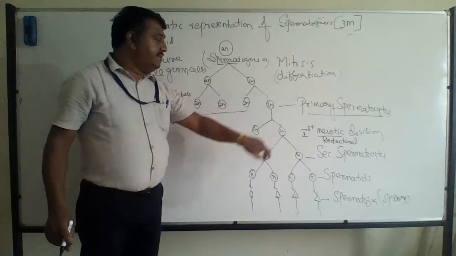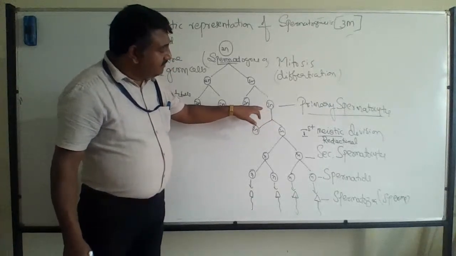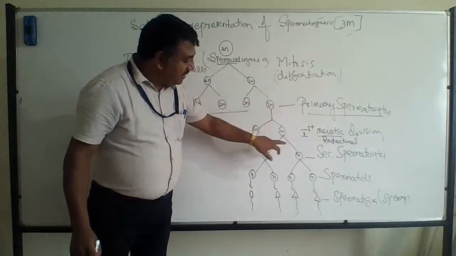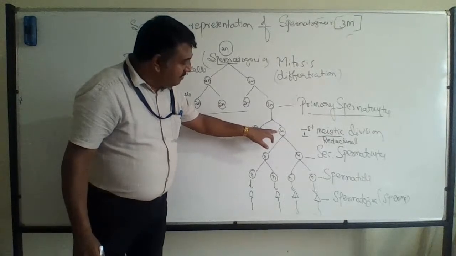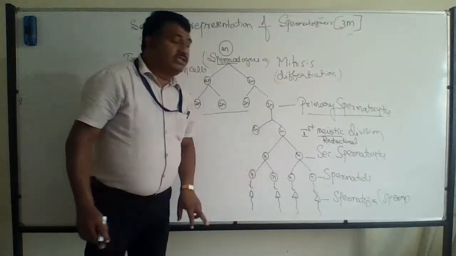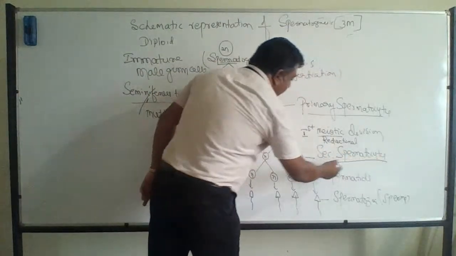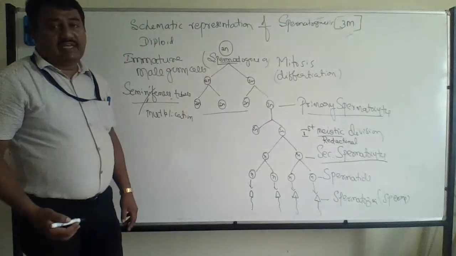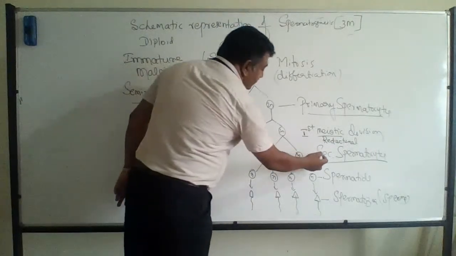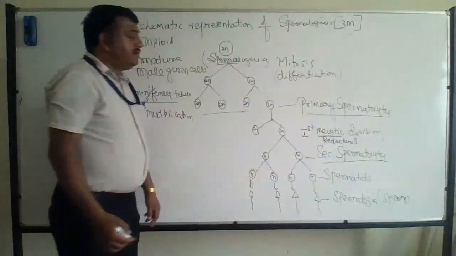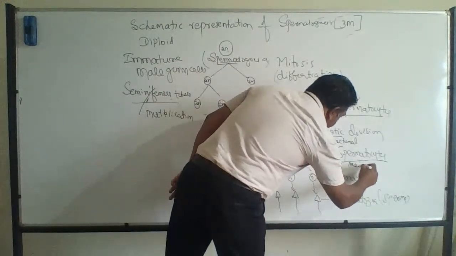Like in meiosis, there is meiosis 1 and meiosis 2. That is why the cell undergoing the first meiotic division is called a primary spermatocyte. It is a reductional division. This one diploid primary spermatocyte becomes 2 haploid cells, which we call secondary spermatocytes. And the secondary spermatocytes once again undergo the second meiotic division.